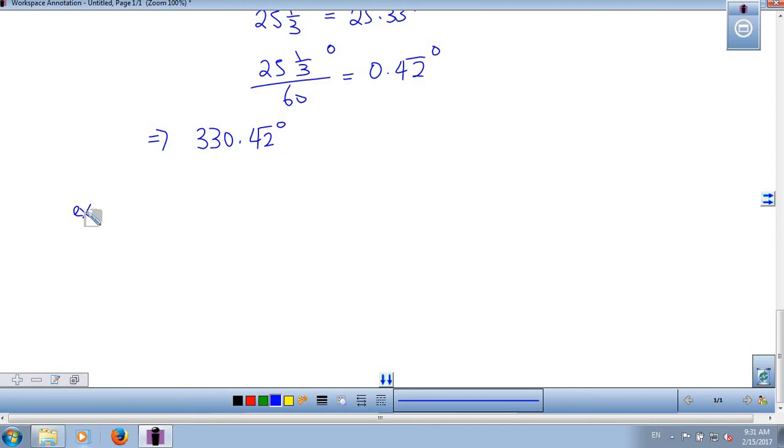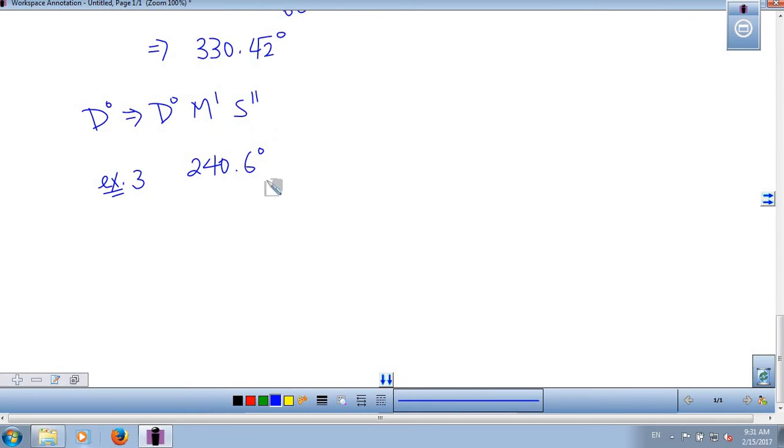Now, how do we convert degrees only to degrees, minutes, and seconds? Sorry, I put the wrong symbol here. So how do we convert degrees to degrees, minutes, and seconds? Alright, let's do a simple example first. If I have 240.6 degrees, how do I convert that to minutes?